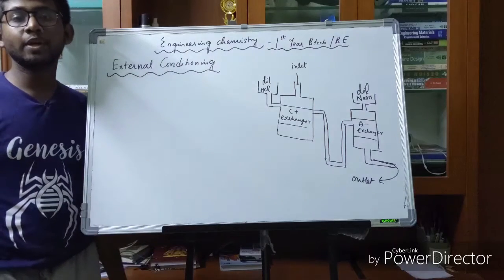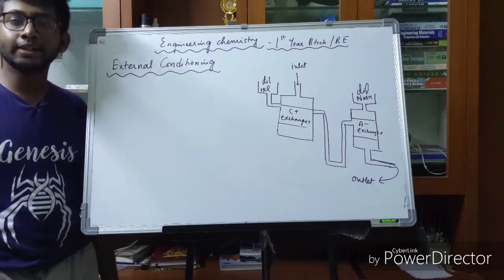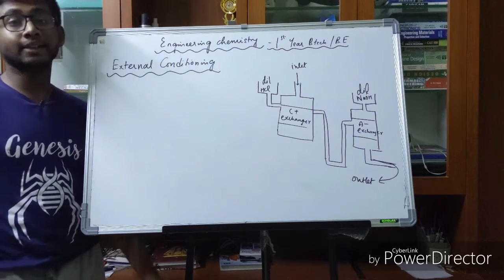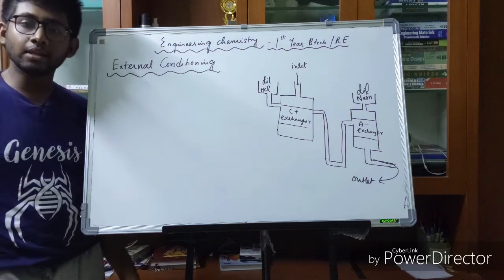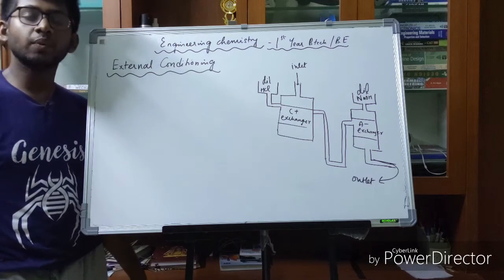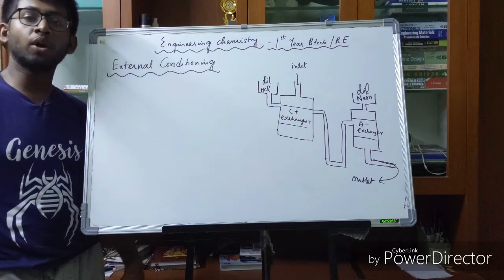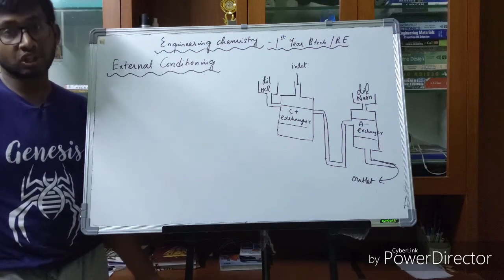So now in this video we'll be doing external and internal conditioning. External and internal conditioning is nothing but external and internal treatment. These processes are used for removal of scale forming substances. We discussed scale and sludge in boiler troubles, and we know what the scale causing substances are and what the sludge causing substances are.